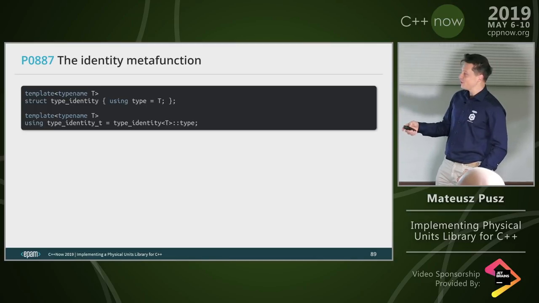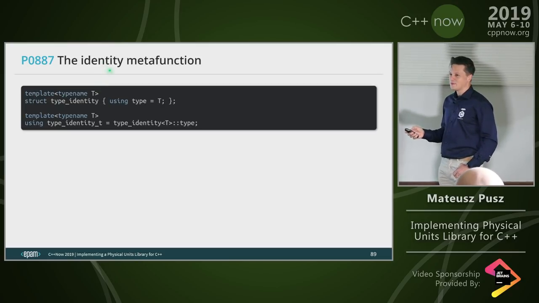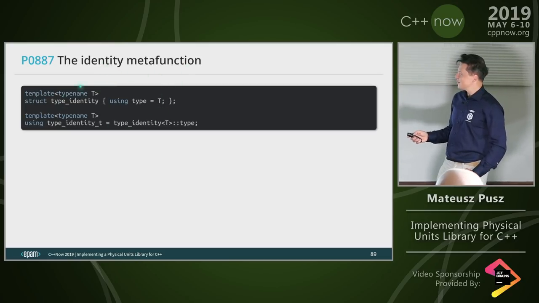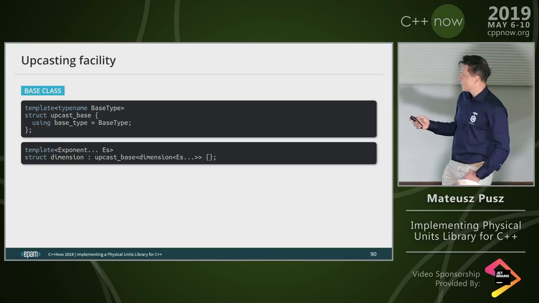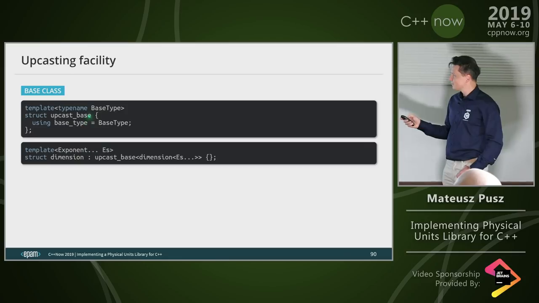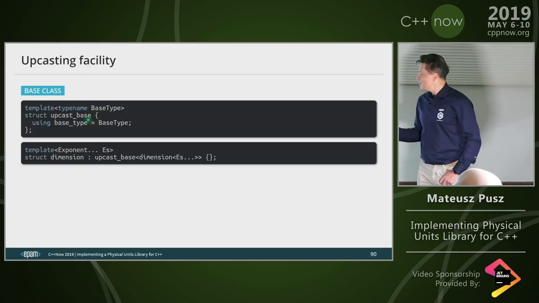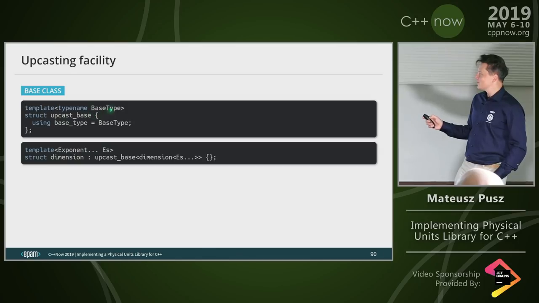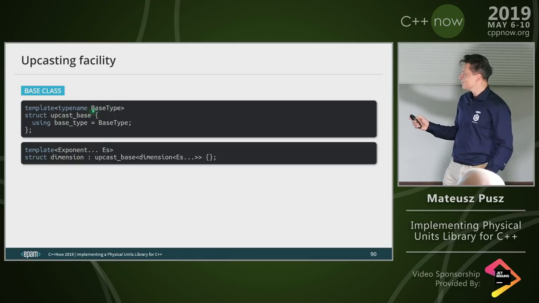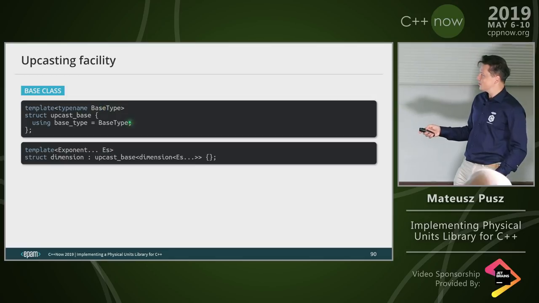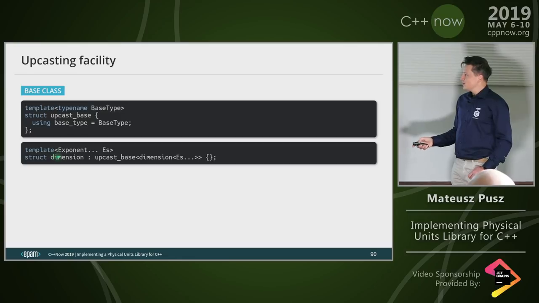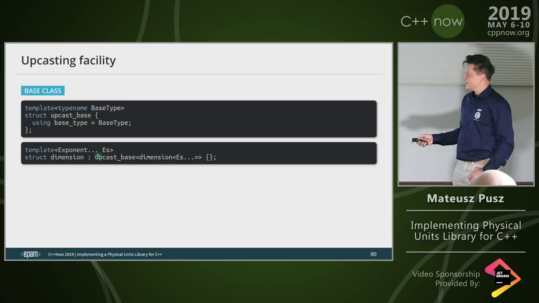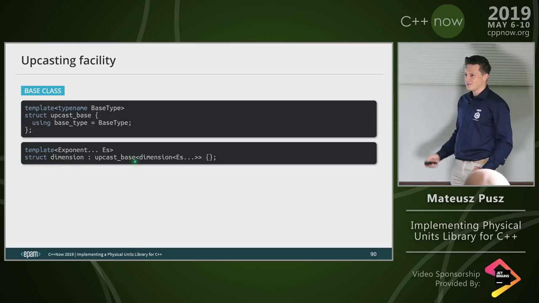But to implement any traits, we have a new tool in C++20 called the identity meta function. Basically, the same type that you provide is provided by type identity. So you can write any type trait that way. We'll see an example in a minute. So, the upcasting facility: I provided upcast base as a base class that just does CRTP. So you provide the type of the child class here and put it in as a base type. For example, we inherit dimension from upcast base of dimension of E. So we provide this type exactly to our upcast base, CRTP.